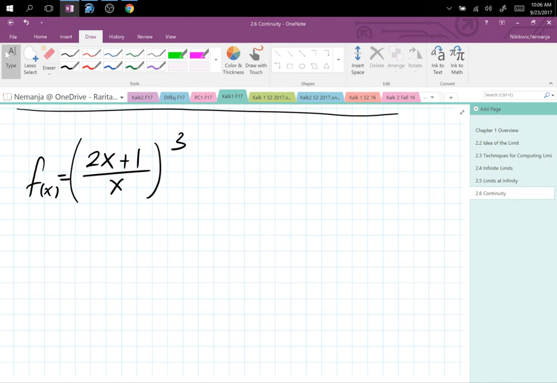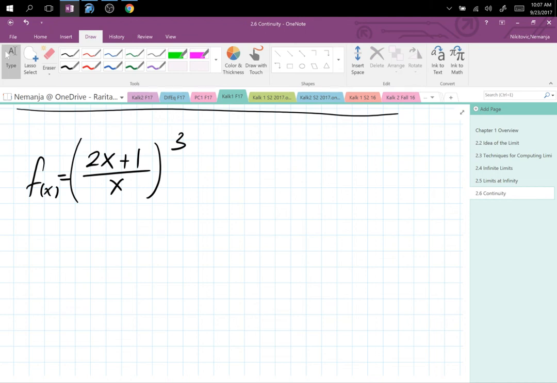Anyone? Yes? Because of the theorem, we can see that the polynomial and the exponential portion of it are continuous. So the combination of them are continuous as long as x isn't 0. Good. So everything is continuous except at 0. So what should we say for the entire function? Is it continuous or discontinuous? Discontinuous because of 0. Exactly.